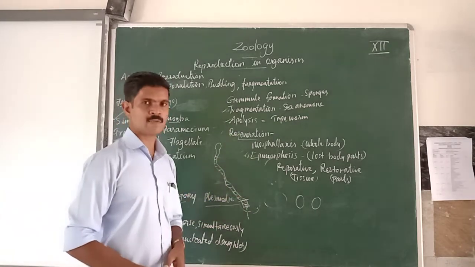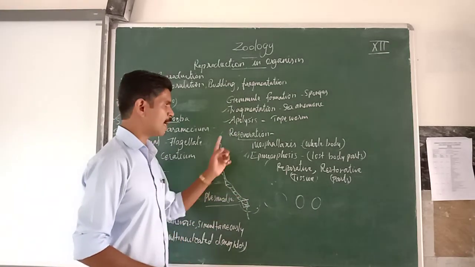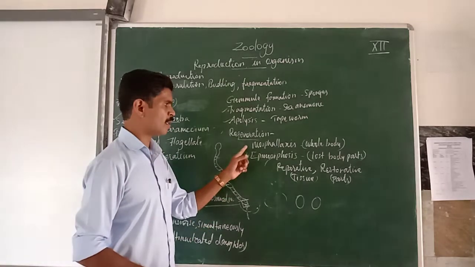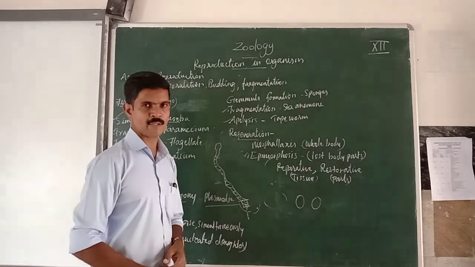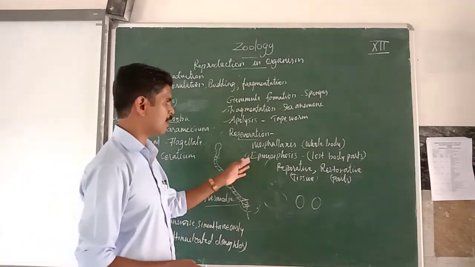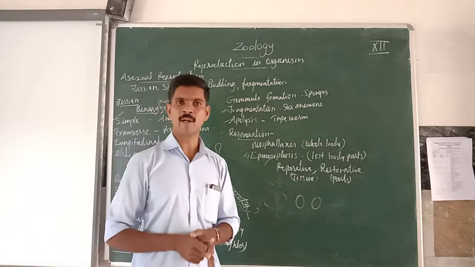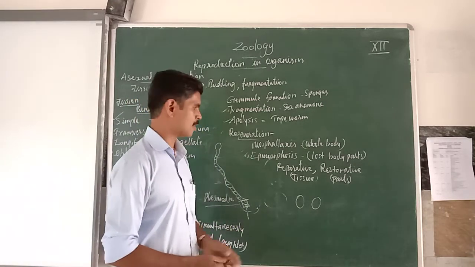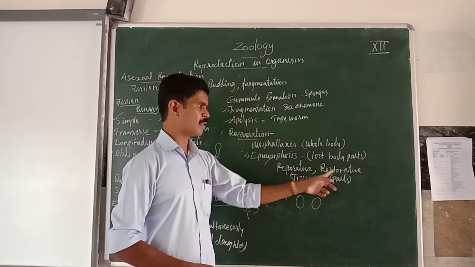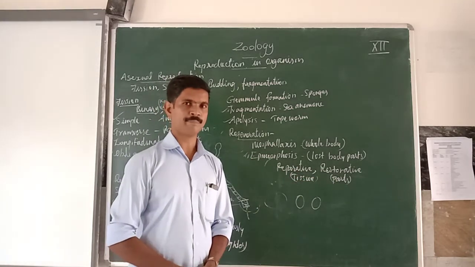And the last one is regeneration. Regeneration means regrowth. There are 2 types of regeneration: morphallaxis and epimorphosis. Here morphallaxis means the whole body is developed, but in epimorphosis only the lost or damaged body parts are developed. And there are 2 types of epimorphosis: one is reparative and the second is called restorative.